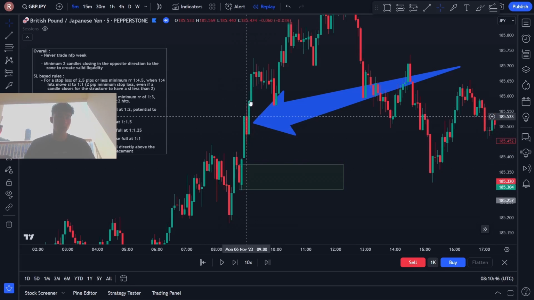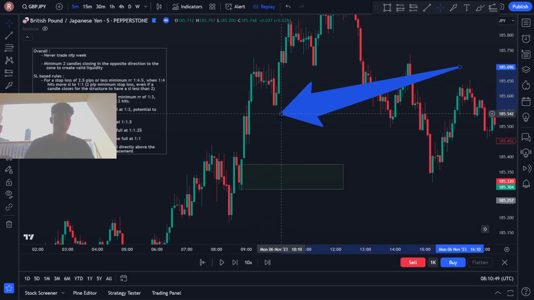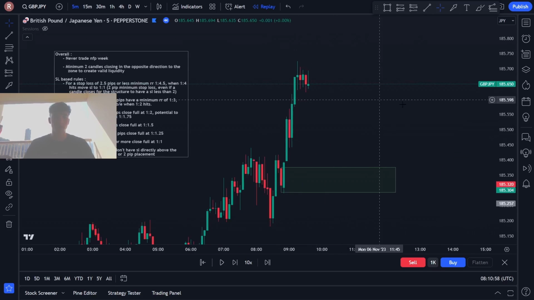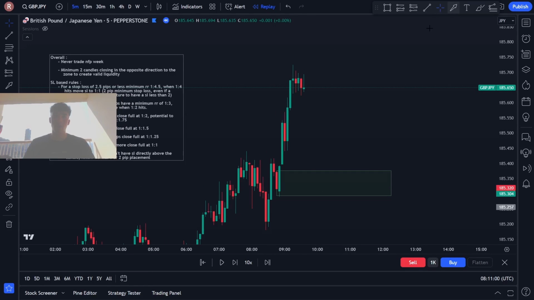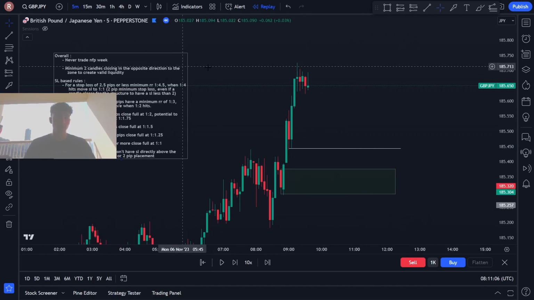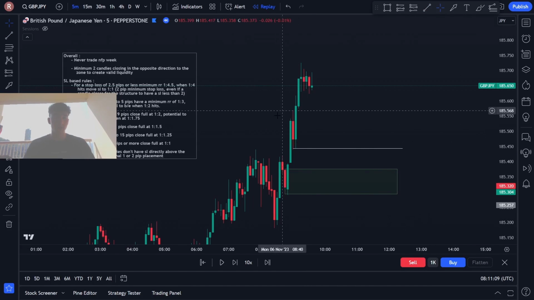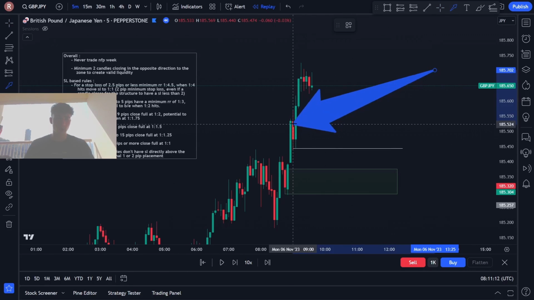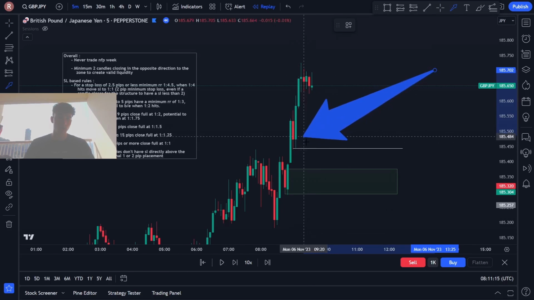On a demand zone, the liquidity can only be created really by red candles and lows that you can see. If I put the markets in replay, you can see at this point we have a demand zone and we might be thinking, okay, there's liquidity in front of this demand zone right here, so this is valid. But if we actually check the rules, it has to be at least 2 candles closing in the opposite direction to be valid. So right here we would need 2 red candles, which would create more of a low and actual liquidity in front of the zone, and that would make it valid liquidity.